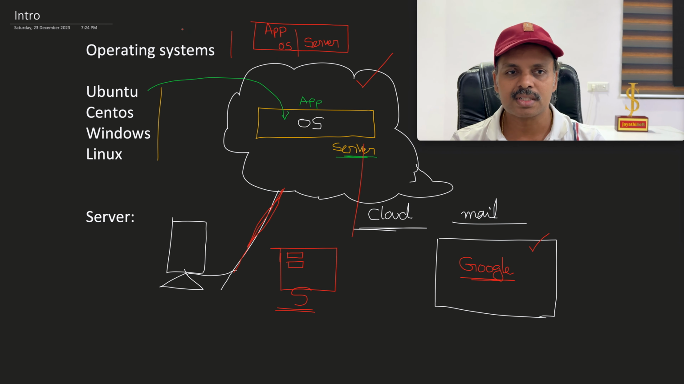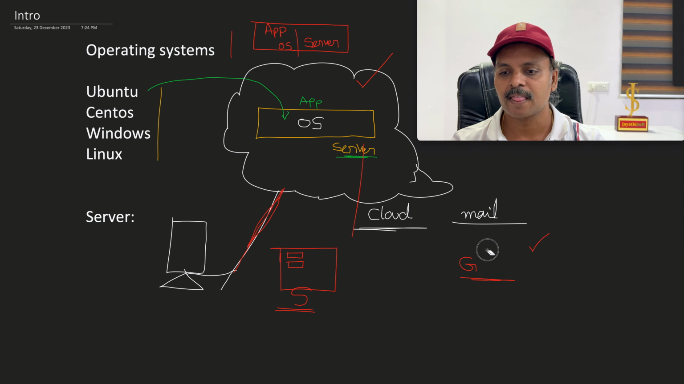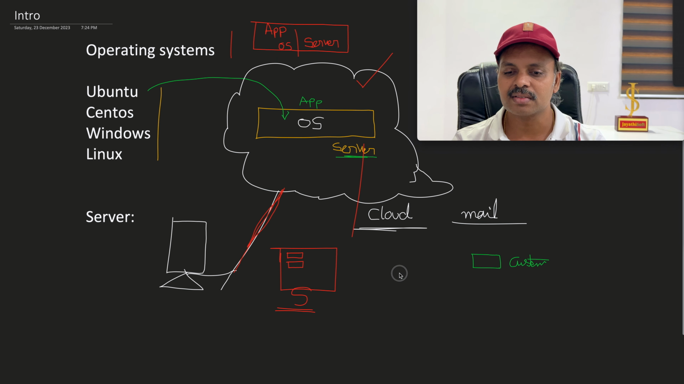And there is somebody called a customer. The customer pays the money and really doesn't worry about how it is maintained. He is really not worried about that, right? So he will have a network, and from the cloud service provider to us, the customer, there is just a network.